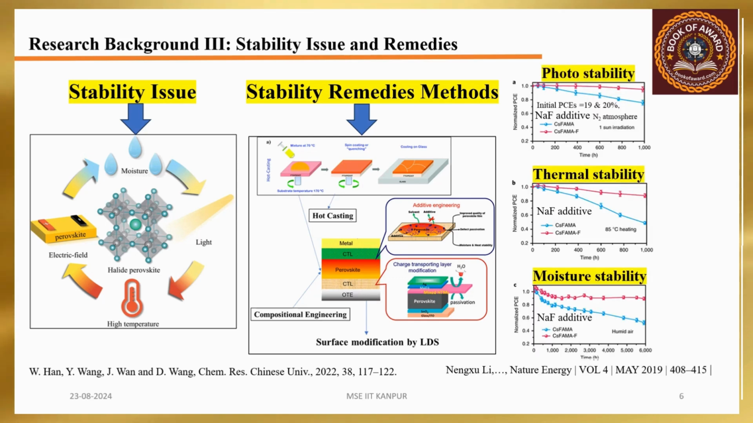In recent years, sodium chloride additive has been used by researchers to improve the stability of triple cation perovskite solar cells. Since sodium chloride additive passivates the defects and grain boundaries of perovskite layers, its photostability, thermal stability, and moisture stability improved. But that is limited to 1000 hours.